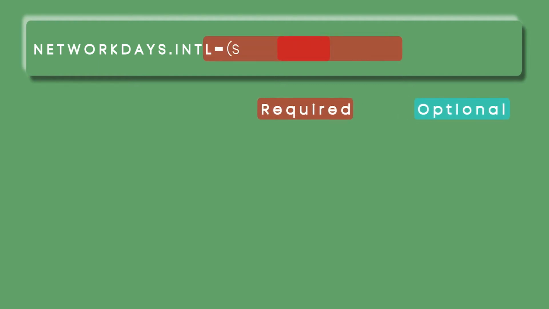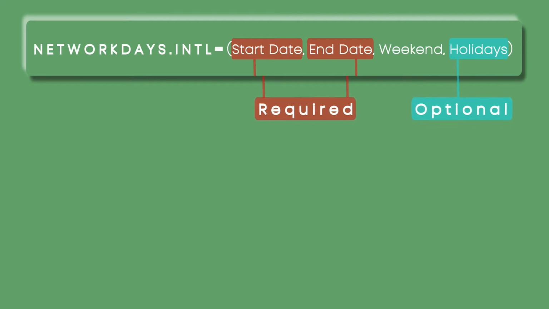But what if we want to calculate any other day as a weekend? Well, in that case, we need to use the Networkdays.INTL function. This function has four arguments. Apart from the three already discussed in the Networkdays function, this one has another optional argument, which is to determine which days of the week are to be considered as weekend, which will eventually be exempted from our calculation.